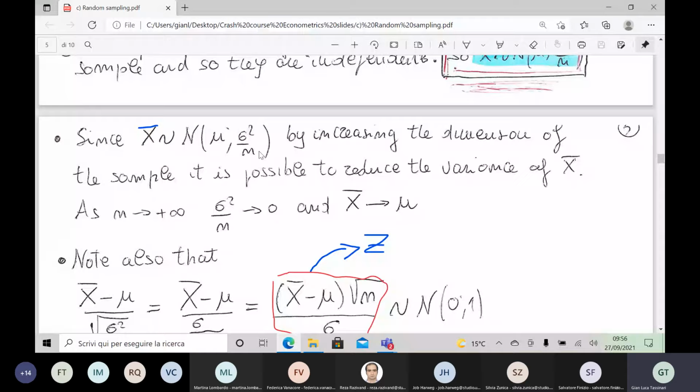So if n becomes bigger and bigger, as the dimension of the sample becomes bigger and bigger, then your samples tend to become more and more similar to the population. When n becomes really infinite, your population and your sample are exactly the same. So if you compute the sample mean using the complete population, obviously you get the mu of the population.